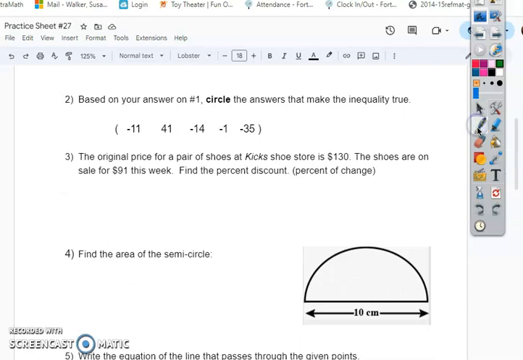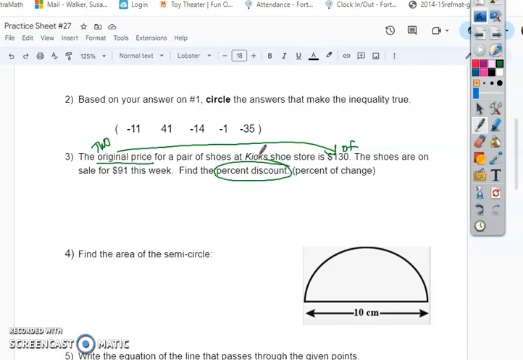Number 3, the original price for a pair of shoes at Kick's store is $130. Guys, we've been doing these kinds of problems for weeks now. The original price, remember, that's the of. Original is TWO, total, whole, original. The shoes are on sale for $91 this week. Find the percent discount. This is a percent problem.